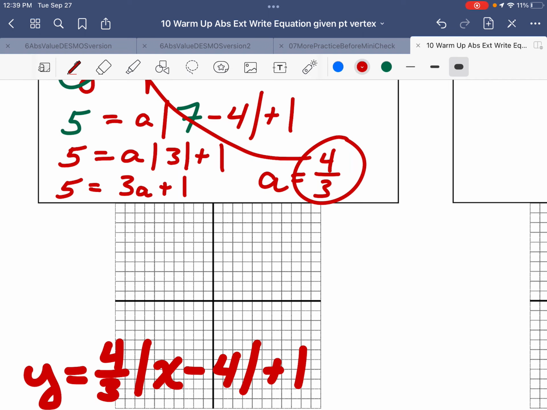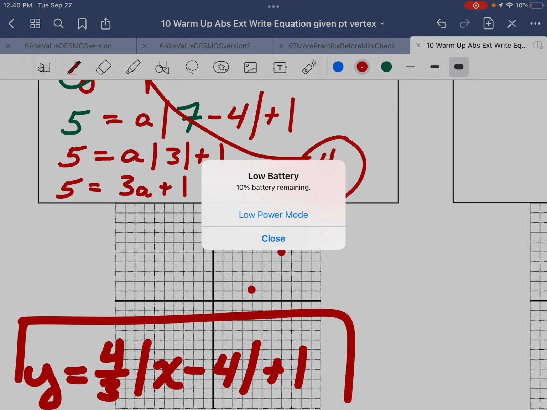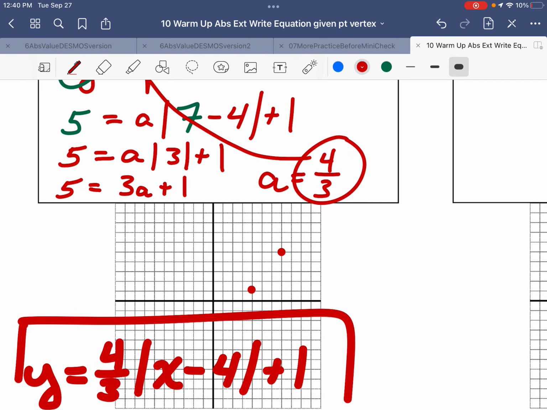Now the reason we have this little graphing spot is because we can actually graph this equation and check to see if it actually does what it was supposed to do. So if we graph this equation, I hope you would start at 4, 1. That, of course, is the vertex. And then I hope you would go with the slope: up 4 and over 3. Maybe you want to go up 4 and over 3 again.